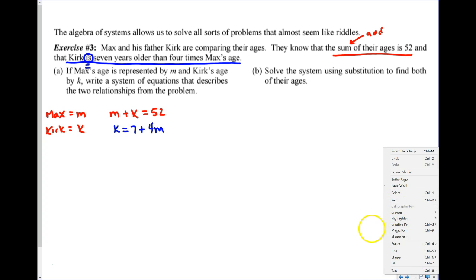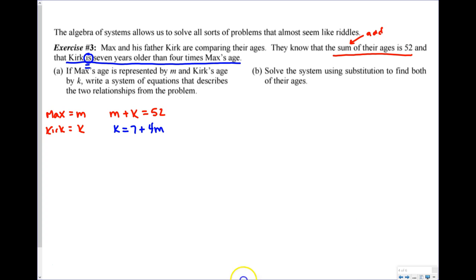So when I see my substitution, I notice that since I have k defined by 7 plus 4m, I'm going to replace this k with 7 plus 4m. So I'm going to have m plus k equals 52, but instead of k, I'm going to write 7 plus 4m. I've replaced the k with this expression. Okay, that's my substitution. Now I can solve.